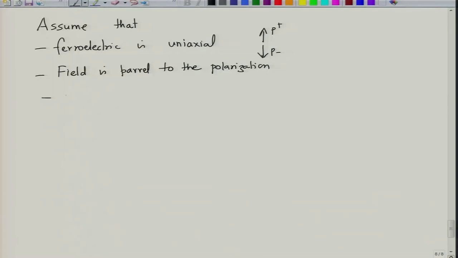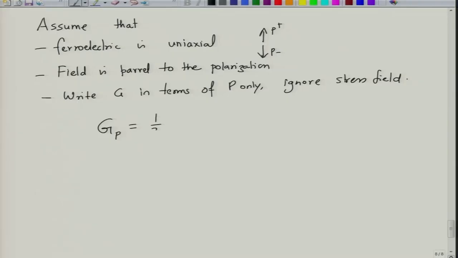So we write G in terms of P only, ignoring stress fields, okay, and this is okay because you have a uniaxial ferroelectric, so we are not considering any other directions as such, and it's an unstrained crystal. So let's say we write the ferroelectric energy G(P) as 1/2 A P² plus 1/4 B P⁴ plus 1/6 C P⁶. So we write this expression for free energy in terms of polarization only.